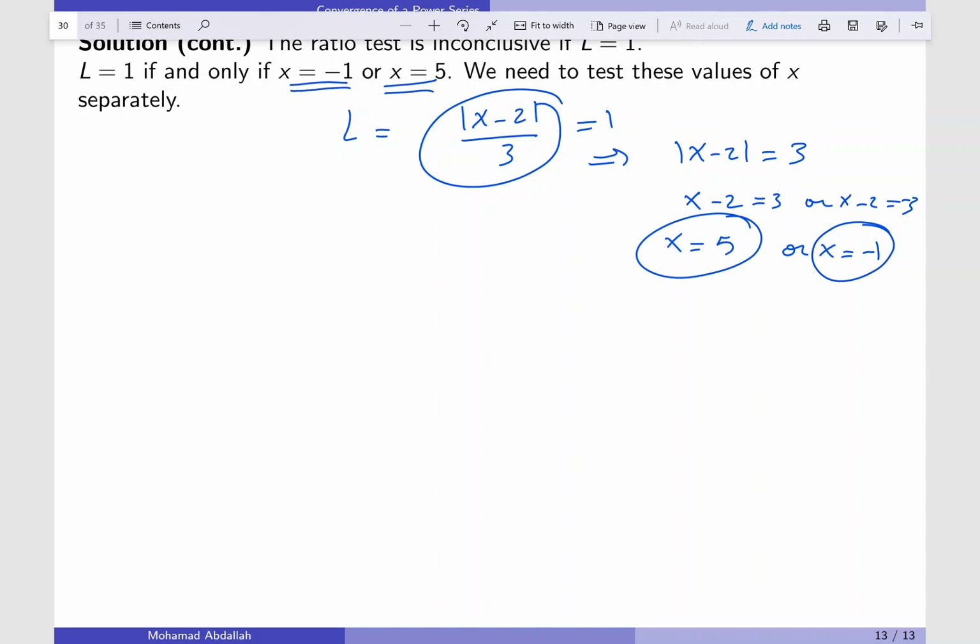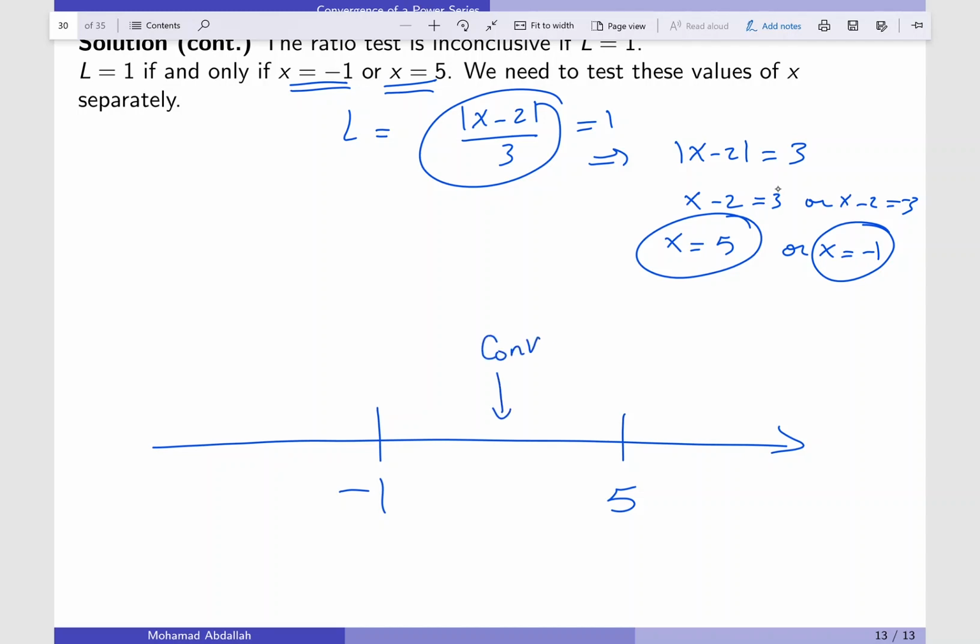So we need to test these values of x separately. That means I need to plug in x equal -1 in the power series, and then I get a regular series and see if it's convergent or divergent. And then I have to do the same for x equal 5. So till now, I know the following: over here it's convergent, over here it's divergent, over here it's divergent. I also know that the radius of convergence is 3.